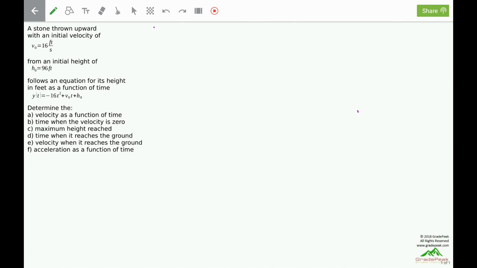So our position, our height in feet, is a function of time, y of t equals negative 16t squared plus the v naught, which is a 16, times t plus the h naught, which is a 96.